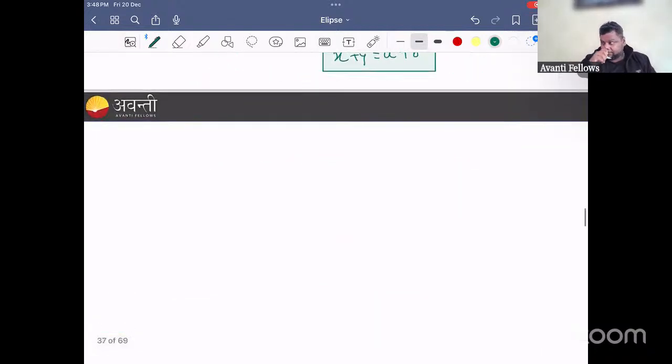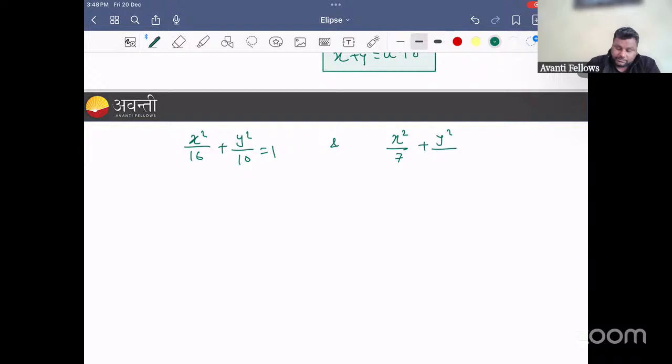Now, if I ask you, for the ellipse x square upon 16 plus y square upon 10 equals to 1, and x square upon 7 plus y square upon say something b square equals to 1, they have the same director circle, then find b.